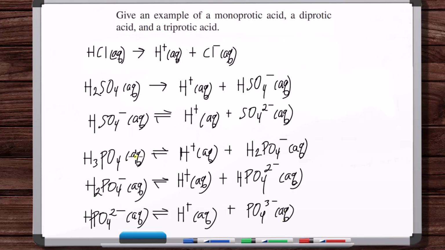Okay, but still, upon dissolving, for every one unit of this acid that's dissolved, the net result is three dissolved protons in the solution. So this is considered triprotic, a triprotic acid.